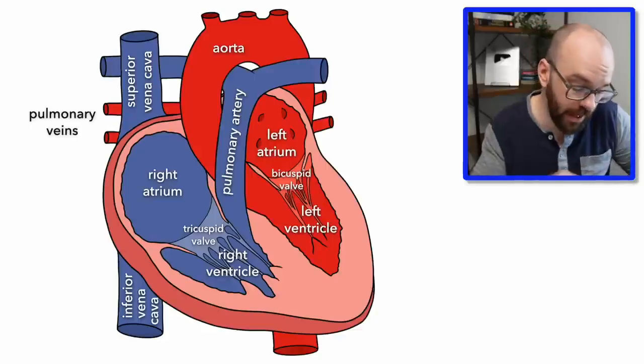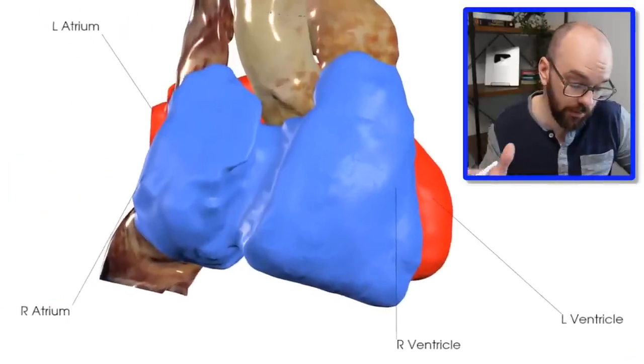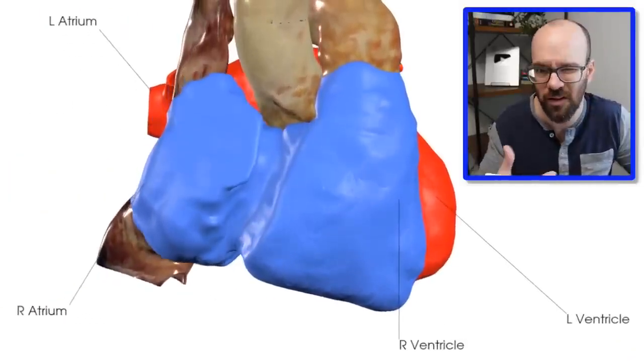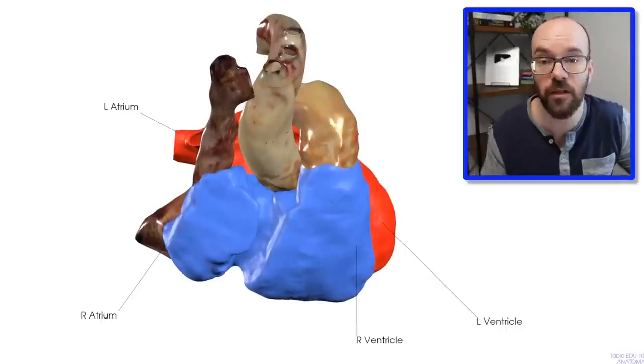In between the left side and the right side of the heart, we have the septum that really divides the heart into those two halves. And here we can see in the Anatomage models, the right atrium and the right ventricle sitting sort of anterior to the left side, where we have the left atrium and the left ventricle.